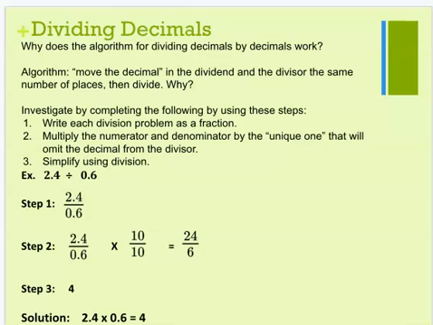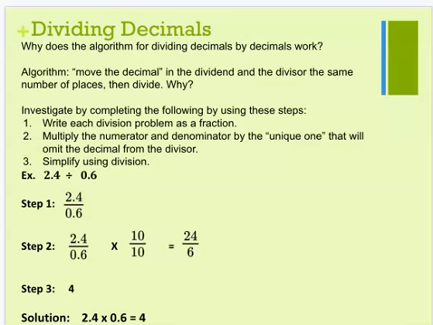Dividing decimals. Why does the algorithm for dividing decimals by decimals work? So your traditional algorithm was probably move the decimal in the dividend and the divisor the same number of places, then divide. And you did this to get rid of the decimal point in the divisor. So how we're going to investigate this further is we're going to write each division problem as a fraction. Then we're going to multiply the numerator and denominator by a unique one that omits the decimal from the divisor. And then we're going to simplify.